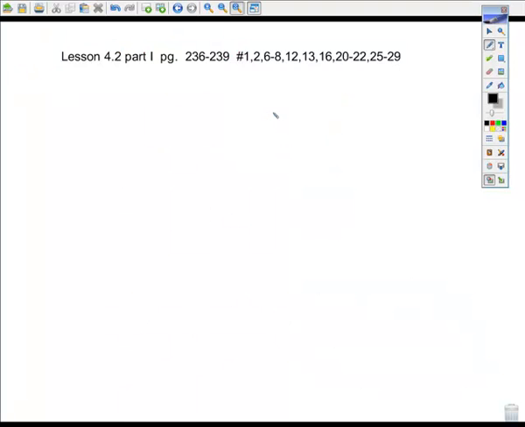Here you go. Lesson 4.2, Part 1, page 236 to 239. Numbers 1, 2, 6 to 8, 12, 13, 16, 20 to 22, and 25 to 29.